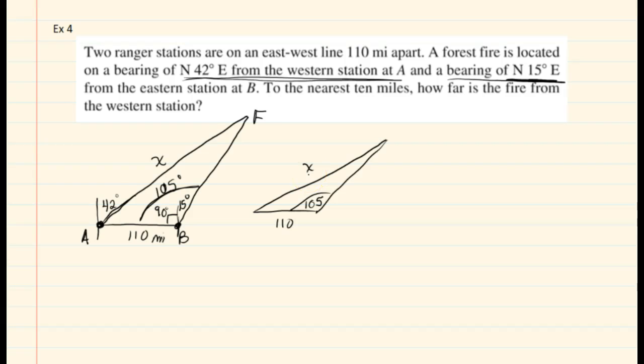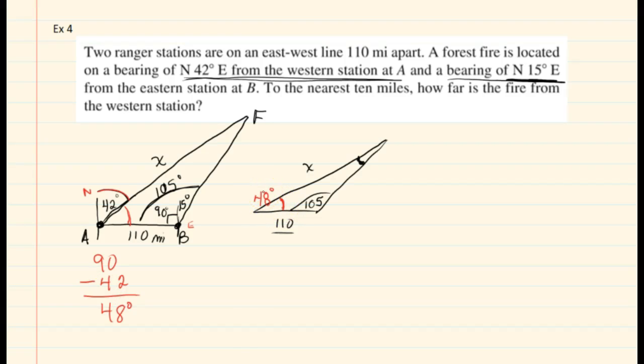So we need some more information. In order to use law of sines, I need to know an angle as well as the side opposite of it. So I need to find this angle here, so that I can use the opposite side of it, which is the 110 over here. I do know I have 42 degrees from north to here. And this part over here, added to the 42 degrees, has to equal 90, going from north to east. So I'm going to have 90 minus 42, which is 48 degrees. So this is 48 degrees.